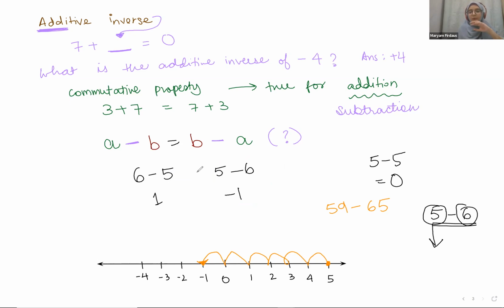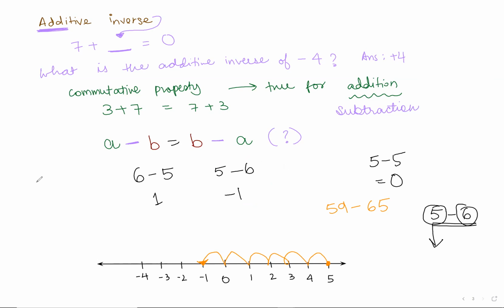Okay, so Hiba, now pay attention over here. We're going to note a pattern, okay? So you see this, there's this 6 minus 5. And we said that 6 minus 5 is what? 1. And the opposite of this, 5 minus 6. What is that? -1. Minus 1.